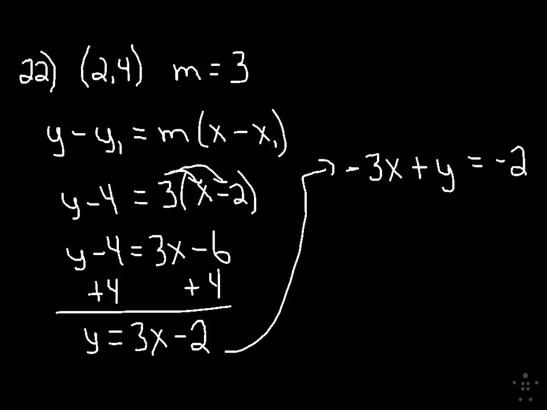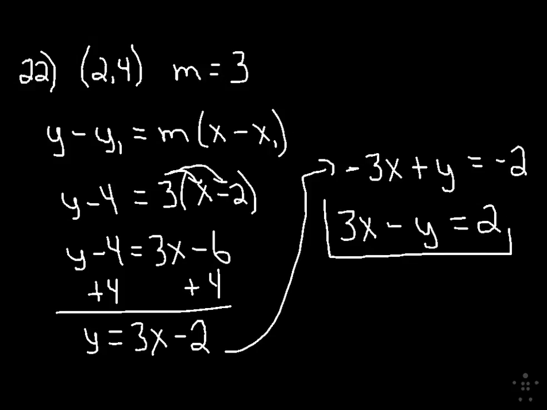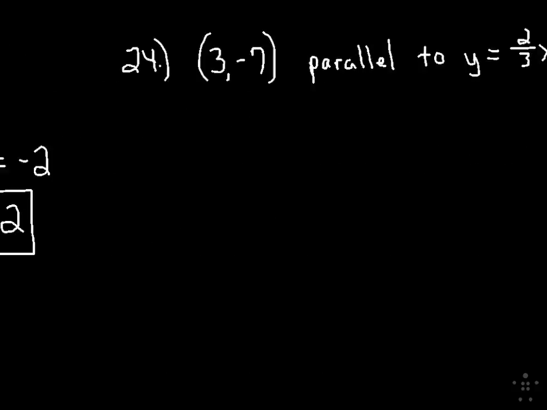And you're not supposed to have a negative coefficient to x, so multiplying everything by -1 changes the signs. So 3x minus y is equal to 2. And this is in standard form. X and y is on the same side, no fractions, and your coefficient to x is positive. And the last one for the review A, question number 24.